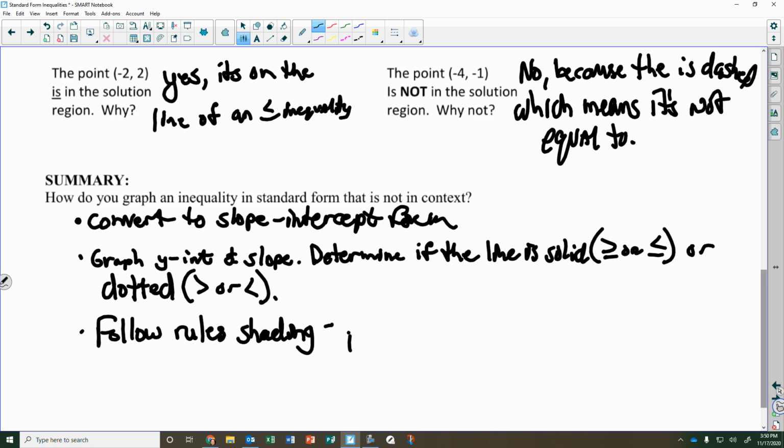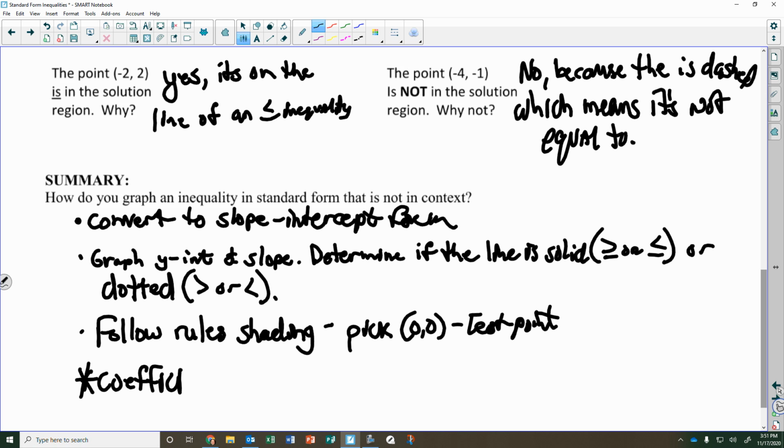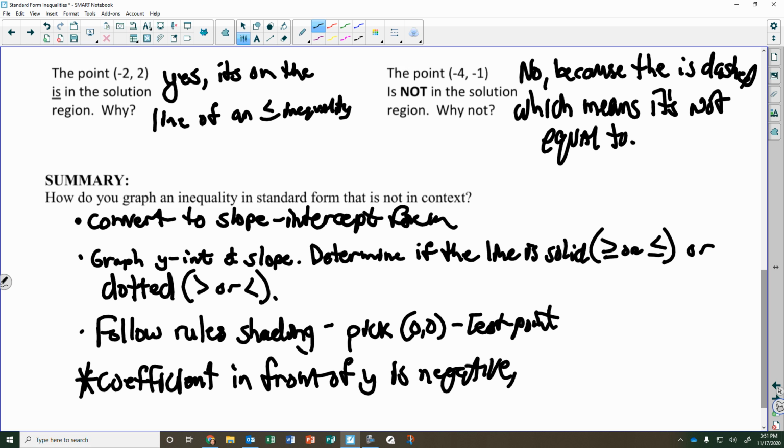Once you do that, then you got to follow the rules for shading. And again, sometimes I told you, if it's not on the line, pick the point 0, 0. That's always the easiest one to test. I call it the test point. So you always kind of know where to shade. And don't forget, this is kind of an important one: if the coefficient in front of y is negative, the inequality will flip.